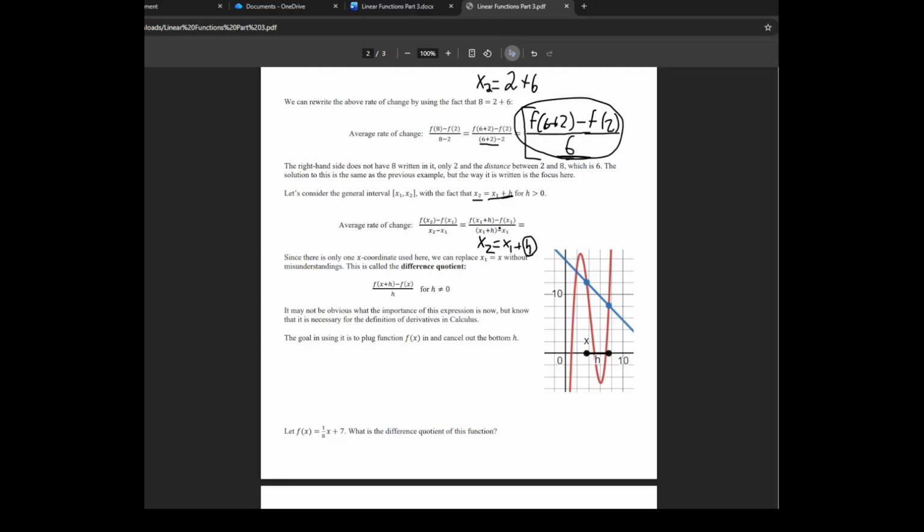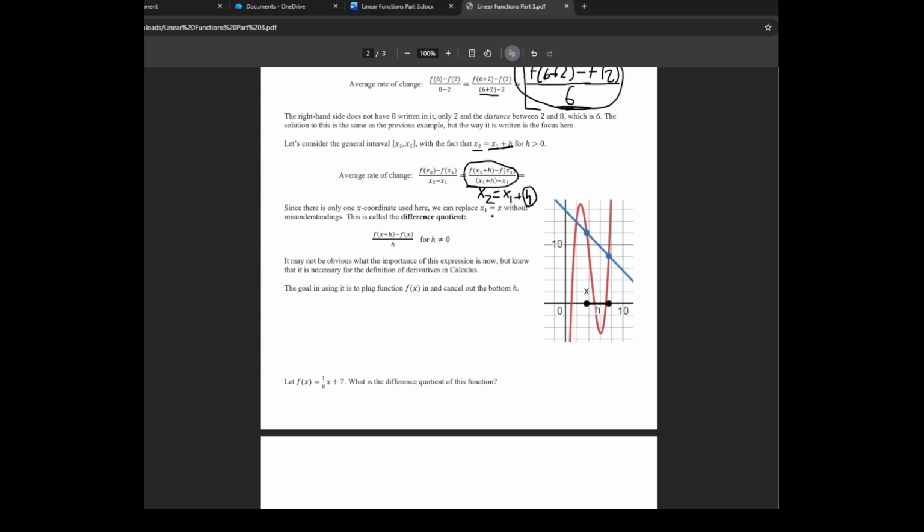All right. And when we do that, we end up with this formula right here. And what we want to do is generalize it. Instead of any two points, x1 and x2, it could be any value x and f of x. So instead of x1, again, we can do this without misunderstandings. There's just one x coordinate being used here. So instead of writing x1, we can just write f of x. And it could be any value x, and it goes for any interval.